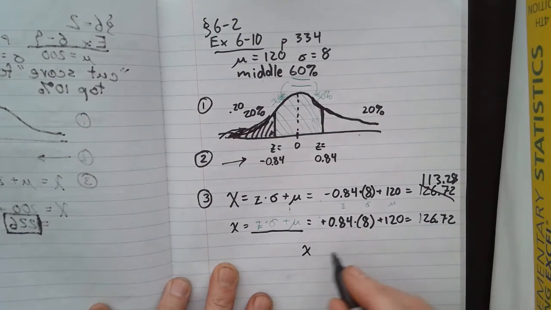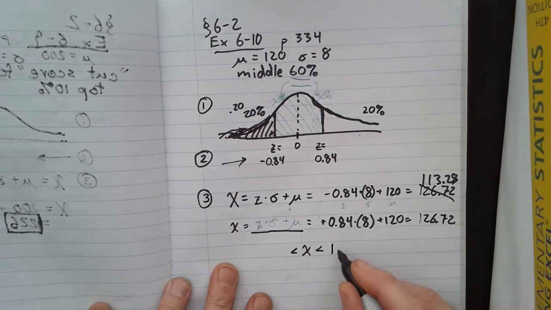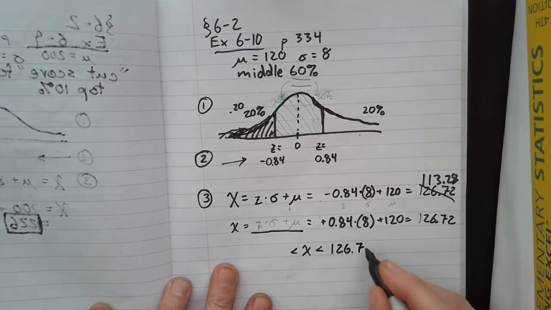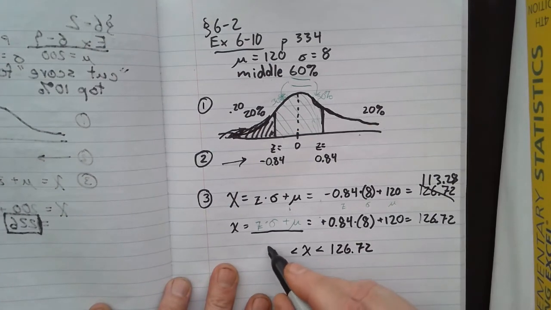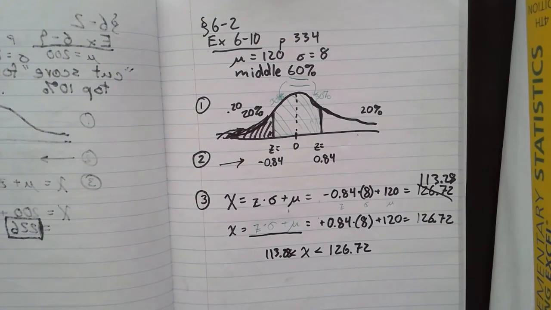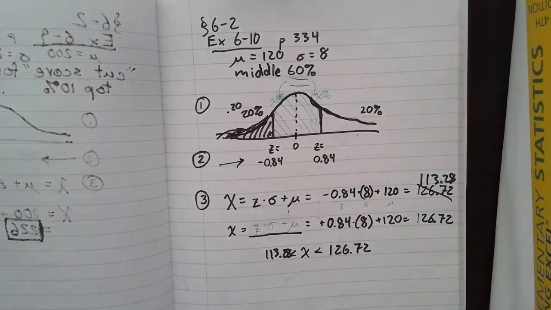And so here are X values for systolic blood pressure. The middle 60% should fall between 113.28 and 126.72. All right, that would be the middle 60%. So there we are, finished example 6-10.